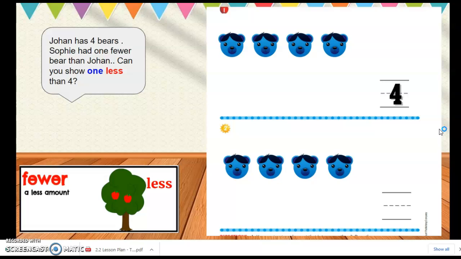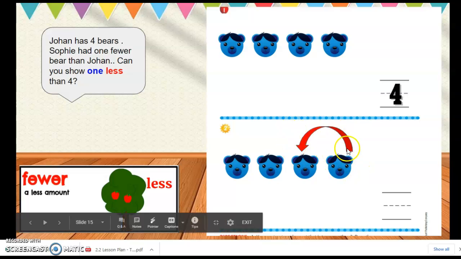All right, last one that Miss Blanks is going to help you out with. It says Johan has 4 bears. Sophie has 1 fewer bear than Johan. Can you show 1 less than 4? So these are Johan's bears. He has 4 already, and it says Sophie has 1 fewer, so that means she has 1 less. And remember, 1 less means to do what? Go back and rest. Yes, go back and rest. So when we go back and rest, we have to take away our one less.